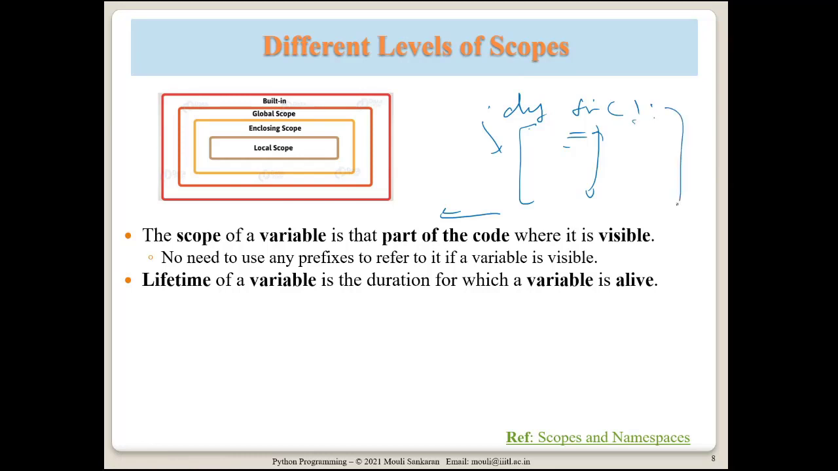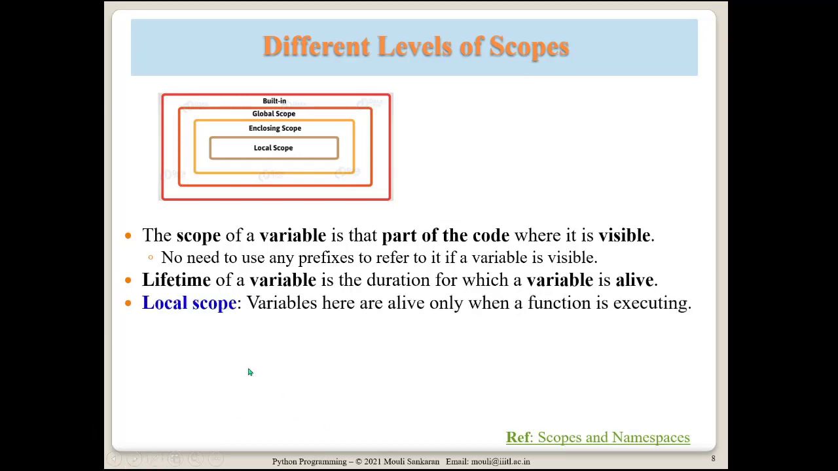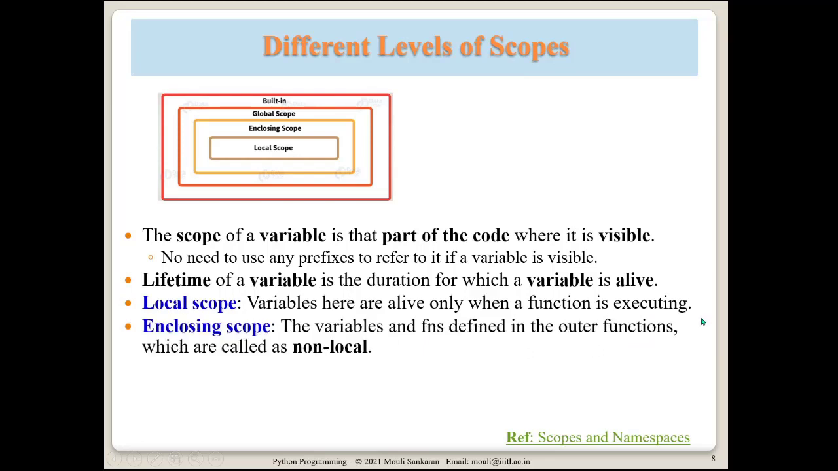Here, a similar logic is there, but it's handled in a different way. Any variables that you declare inside a function are visible only within the function. They are not visible outside, or alive outside. It is only alive within the namespace, within the scope. Local scope: the variables here are alive only when a function is executing, similar to C. Whatever variables are in the local scope are alive only when a function is executing.